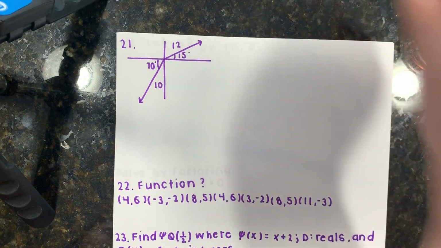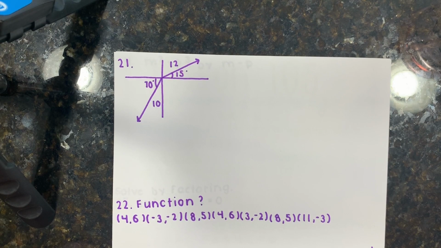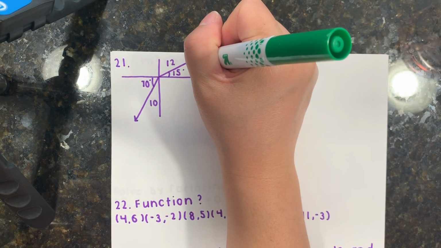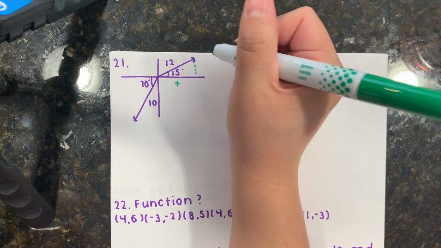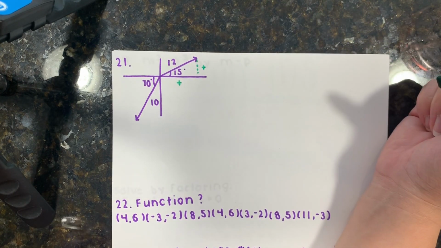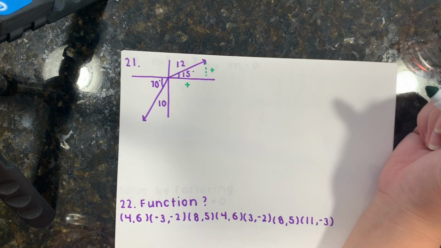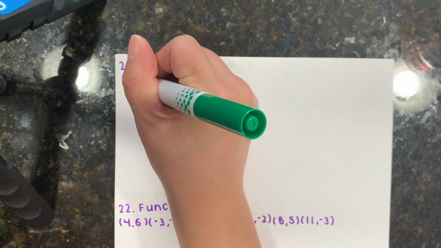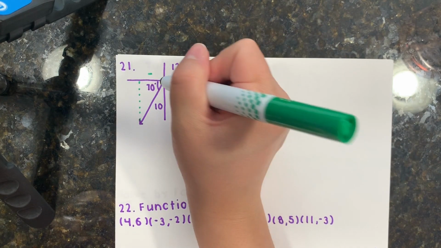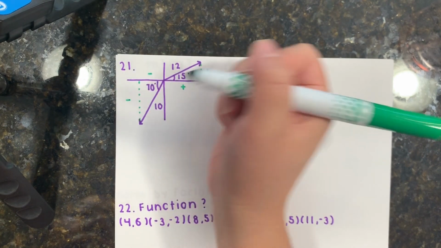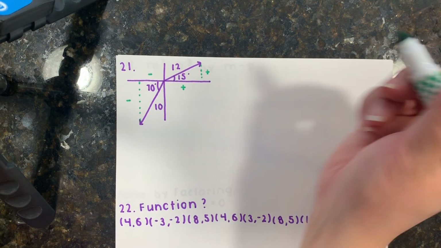Now looking at number 21, I'm going to start by making my triangle. So I'm going to start with my triangle in quadrant 1. Goes to the right of the origin, so it's positive, then comes up off the x-axis, making the y positive as well. And then the second triangle, the r would be negative because it comes to the left of the origin and it comes down, so my y would be negative.